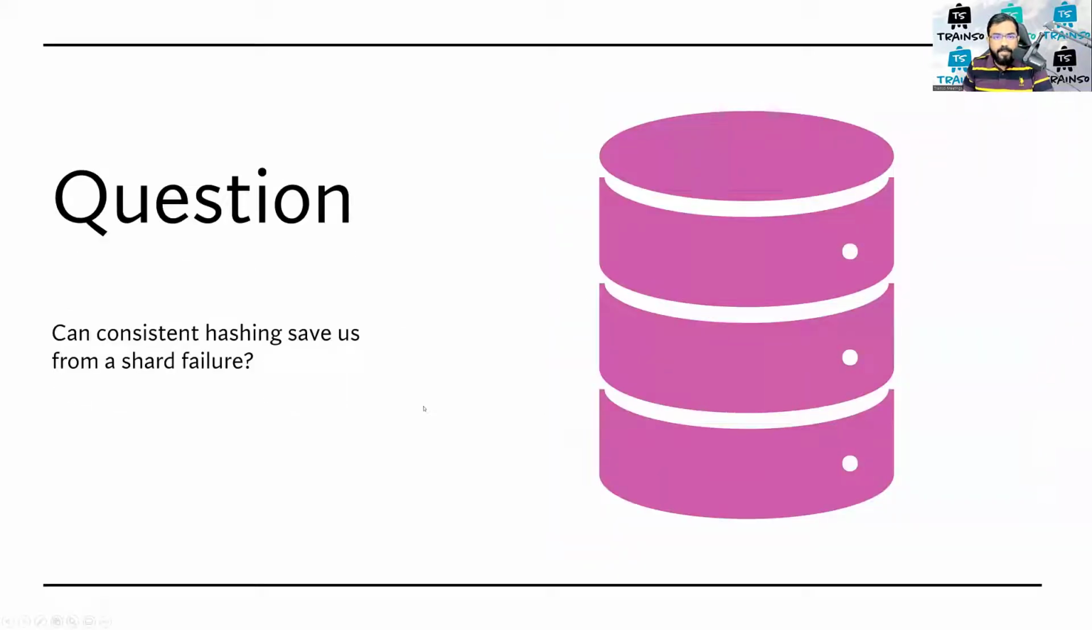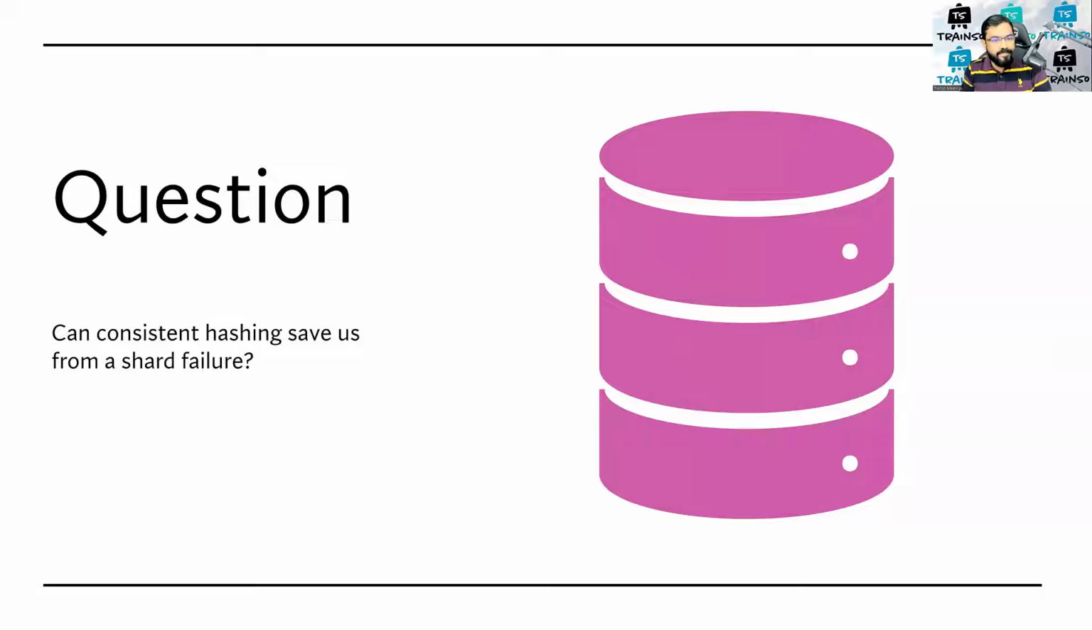A question for everybody who attended the hashing session or the load balancers session. Can consistent hashing save us from a shard failure? First of all, a simple question, can simple partitioning save us from a shard failure?